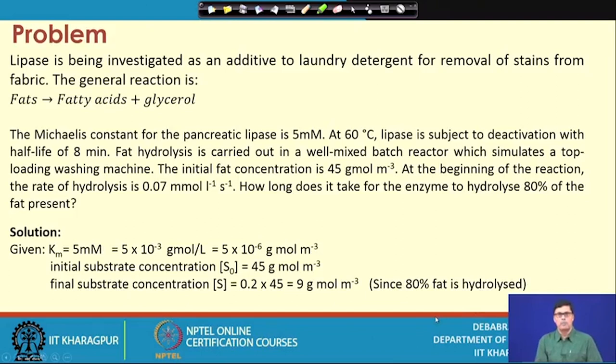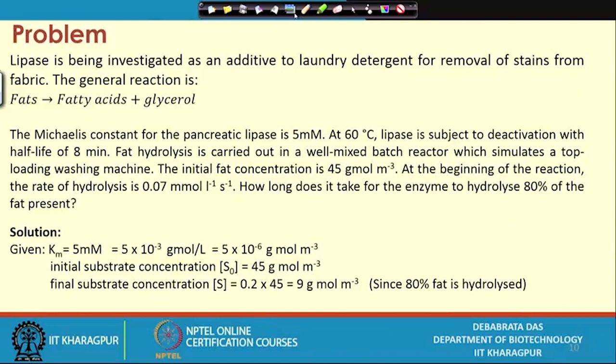Now let me go to the other problem, a very interesting one. We know that enzymes have a lot of applications in the detergent industry, particularly for the removal of stains on cloth. For example, if we have a blood stain on the cloth and we use some protease enzyme, that can remove the blood stain. This problem is something different, because we'll be dealing with lipase, since the presence of some lipid or fat sometimes also gives a stain on your cloth. So let us see how we can solve this problem.